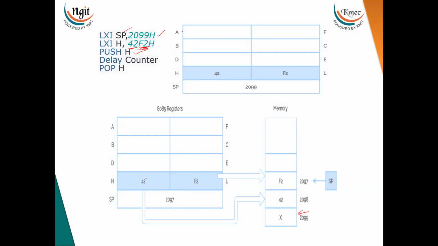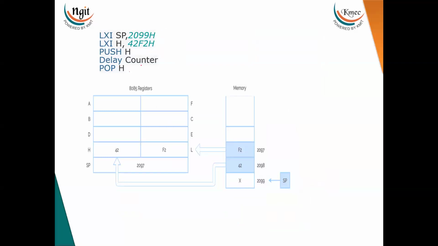Now after some delay, if the pop operation is given, pop H means whatever data is there in the memory is moved into the HL register pair. In this case, the pointer is pointing to 2097. After giving pop H, wherever the stack pointer is, that memory location content is moved onto the L register, incremented by 1, and the next location value is moved onto the H higher register, and again incremented by 1, and now it is pointing to 2099.